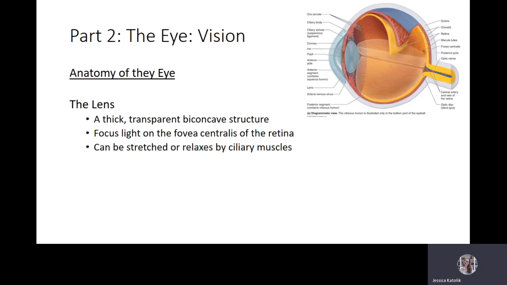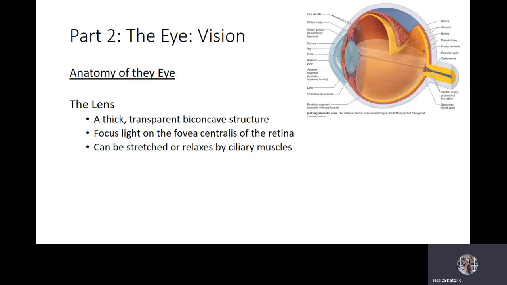The last thing I'd like to talk about in this section on the anatomy of the eye is the lens. The lens is a transparent biconcave structure, meaning that it kind of curves out. And the lens plays a really important role in focusing light. The cornea, in reality, bends the most light, so it's going to refract the light the most.